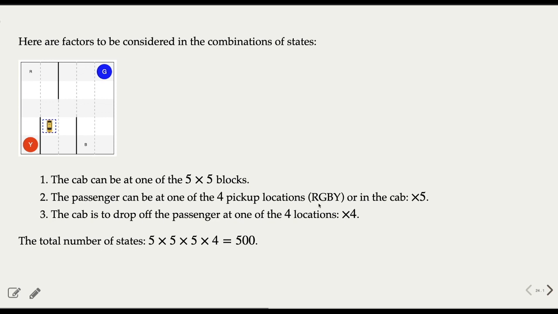And then the cab is to drop off the passenger at one of the 4 locations. So there's another factor of 4 locations for the drop off. And so we put all the factors together. There are 500 different combinations or different states for the Q-learning. So we need to create a Q table of 500 rows (states) times 6 columns for the actions.